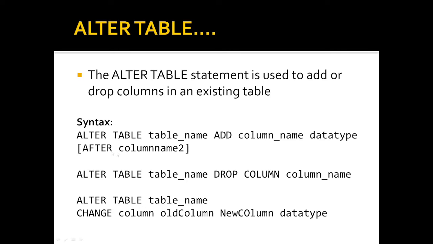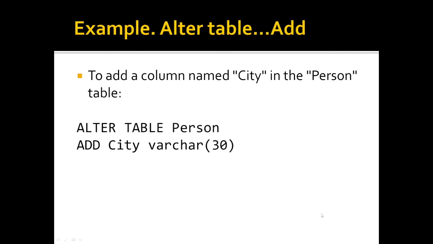And optionally, we can specify where the new column will be inserted. Alter table, table name, drop column, and then a column name. So we can also delete or drop columns. Alter table, table name, change column, then the name of the old column, then the new column name, then followed by the data type. That's how we change. Let's demonstrate, or I think we have examples here.